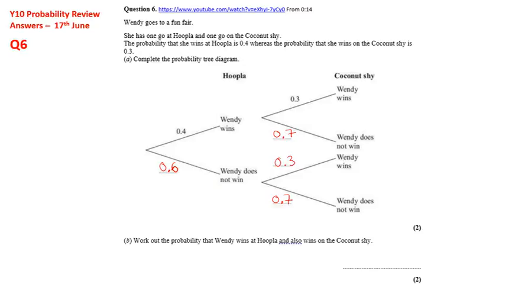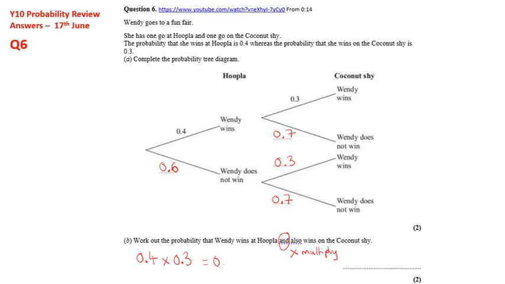Part B. The probability that she wins at hoopla and at the coconut shy, well, this 'and' here tells us to multiply when we're in probability. We're going along the branches. Anytime that we go along the branches, we multiply. So wins and then wins is 0.4 for winning at the hoopla, multiplied by 0.3 for winning at the coconut shy.